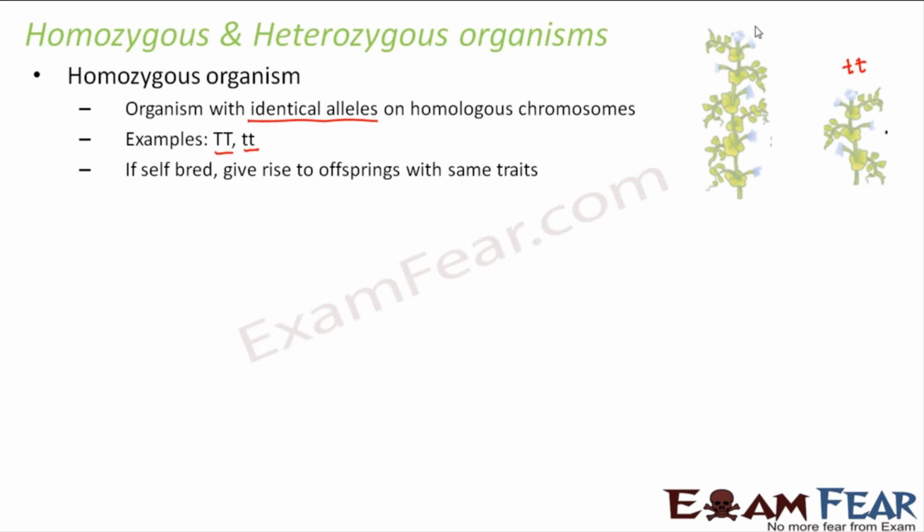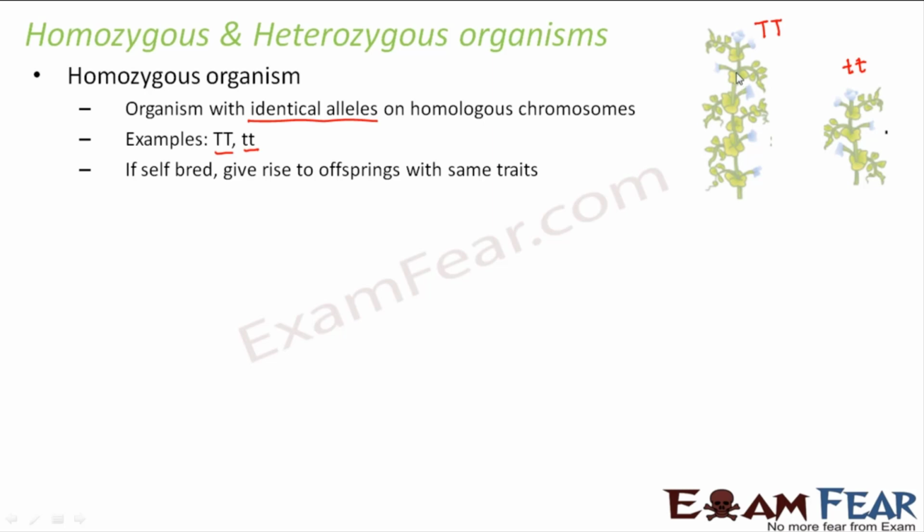Similarly, if we talk about a tall plant which has received the tall trait from both the parents, we write it as capital T, capital T. So both the alleles are identical, so it is known as a homozygous tall plant. Now, self-bred gives rise to offsprings with the same traits. We all know what self-breeding is. Self-breeding is nothing but self-pollination, which means the pollination happens in the flower of the same plant.